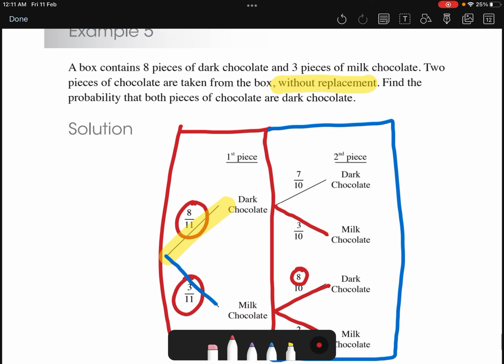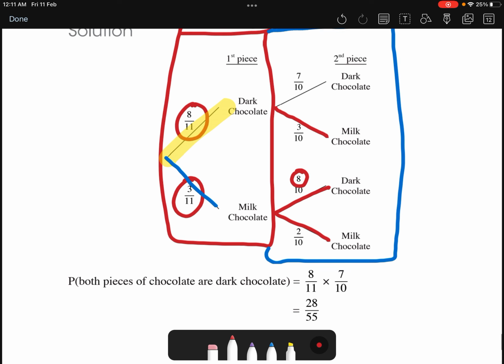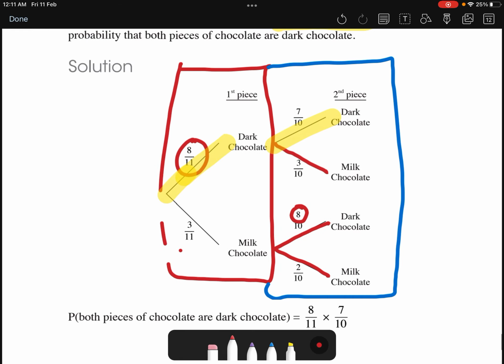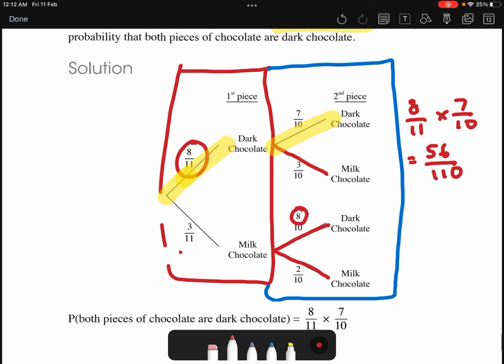So what is the probability that both pieces of chocolate are dark chocolate? This one is very good because I just need to consider one case. So I simply choose this. The first choice I choose dark chocolate. The second choice I also choose dark chocolate. Here we need to use a bit of our independent event. So 8 over 11 multiplied by 7 over 10. So this will be roughly 56 over 110. Of course you can simplify.